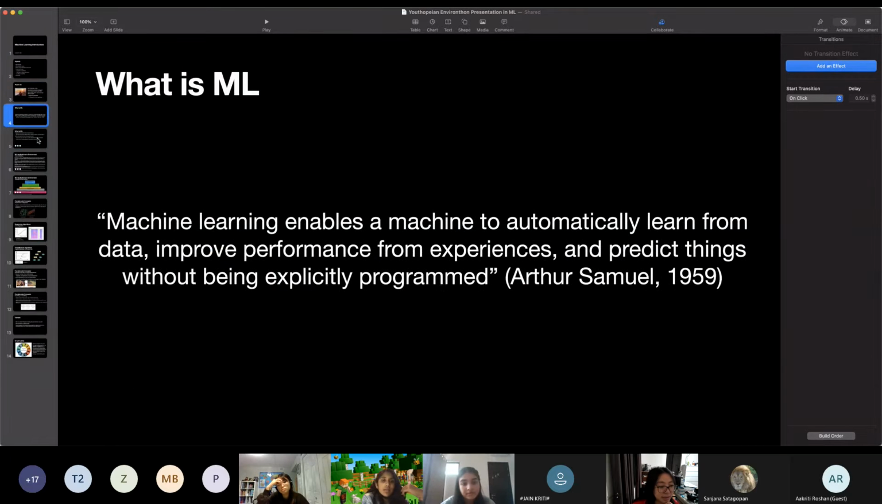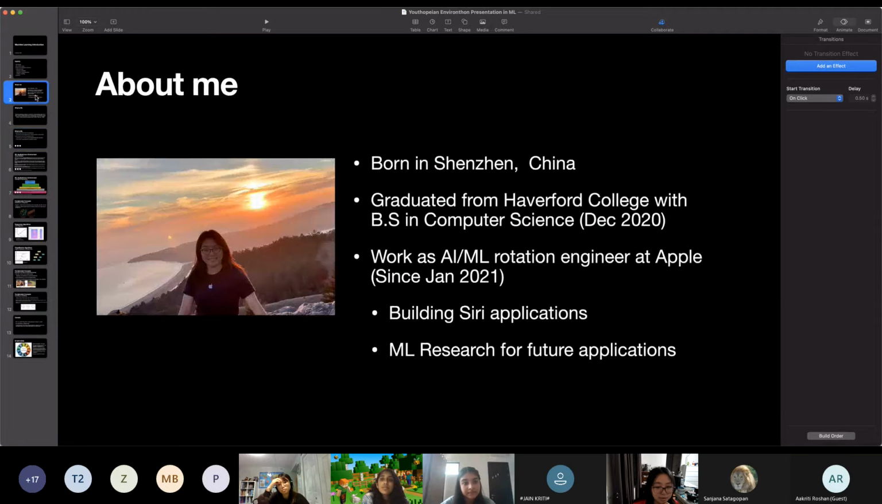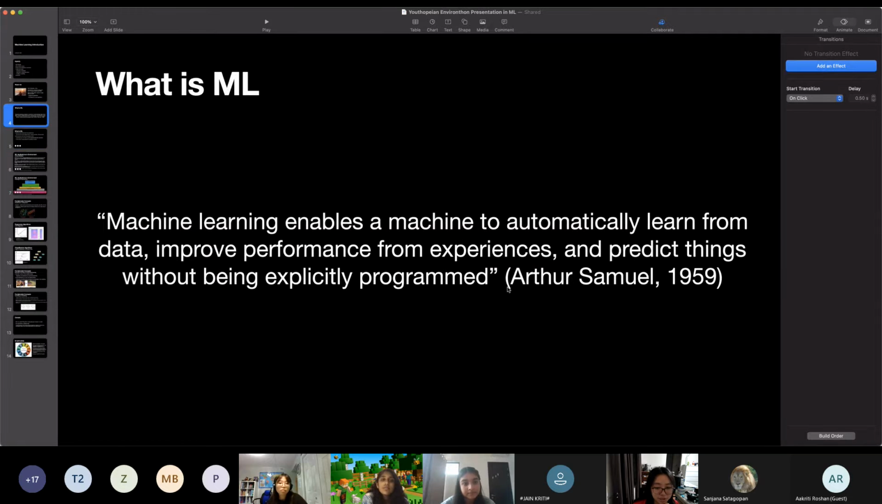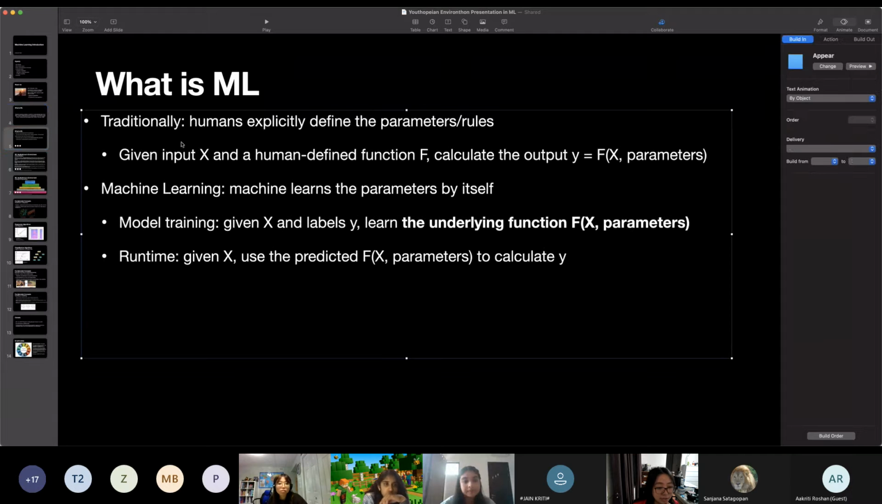So I was talking about me and what is machine learning. Traditionally, humans explicitly define the parameters, and you're given the input and function to calculate the output, but for machine learning, you're given the input and output to learn the underlying function.